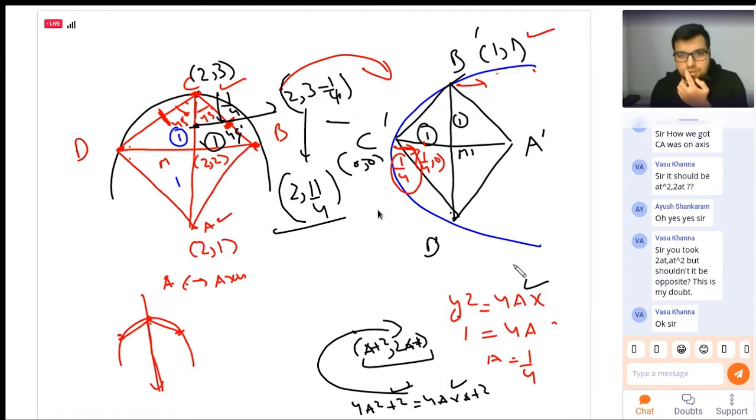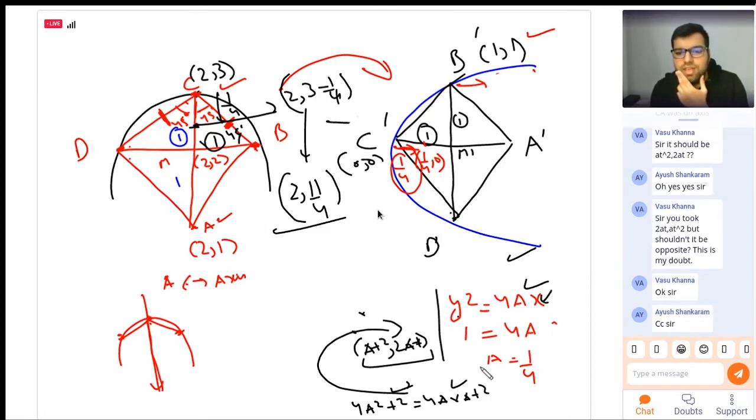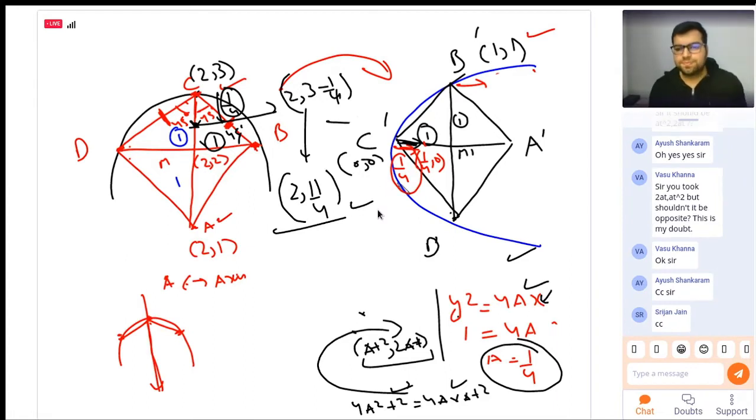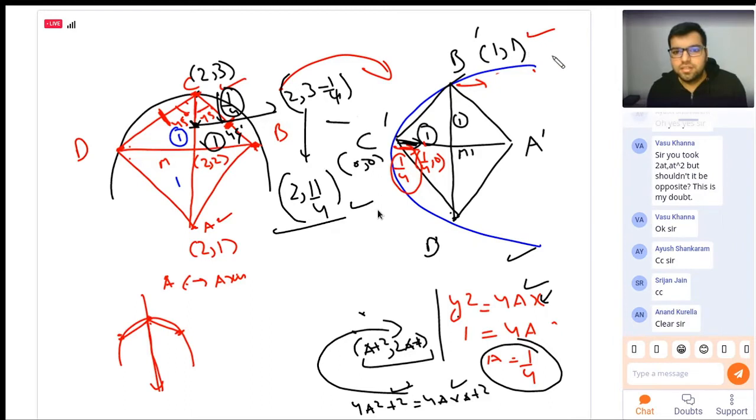So since I have taken this as the right parabola, but it was not required over here. We just need to put 1 comma 1 in y square is equal to 4x. a comes out to be 1 by 4, or 1 by 4 is the distance between C and the focus over here. So again, the distance between C and the focus will be 1 by 4. This particular thing is 1 by 4. 2 comma 3 minus 1 by 4, 2 comma 11 by 4. Other students, is it clear? Great, Sijan. Okay, who else is there? Anand, let me know if you have any confusion. Clear, sir. Okay, now let's move ahead.